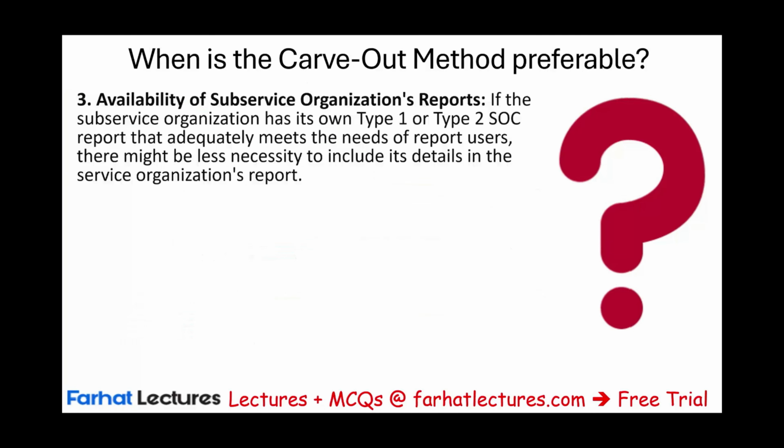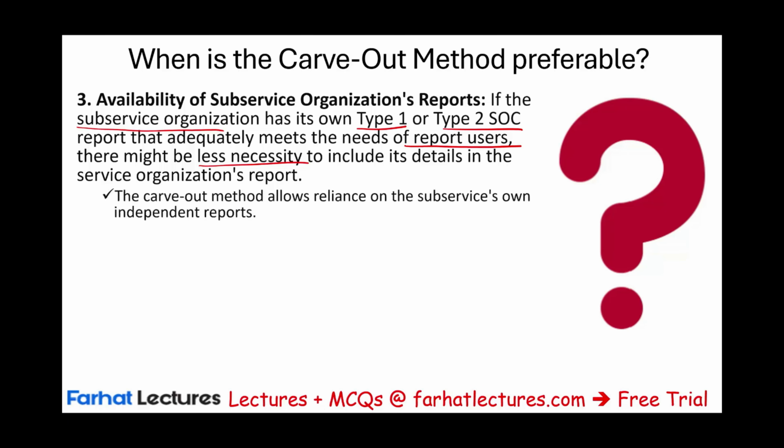Also, when you have either a type 1 or a type 2 report, if the subservice organization has its own type 1 or type 2 report that adequately meets the needs of report users, there might be less necessity to include them. Simply put, you would reference the type 1 or the type 2 report. So this carve-out method allows reliance on the subservice organization's own independent reports.